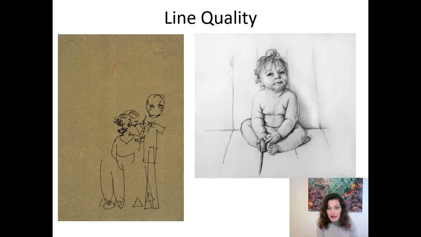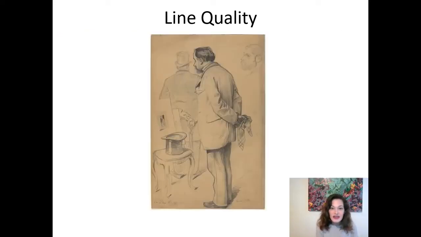So here is, I think this is Bega. This is a drawing where you can see lots of different line quality all throughout. Some lines are quite bold and thick. Some lines are really light, almost like they're partly erased.